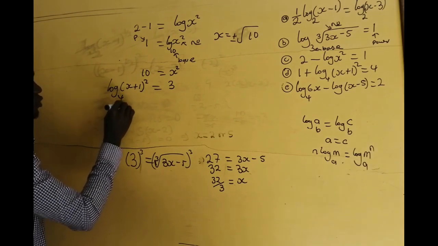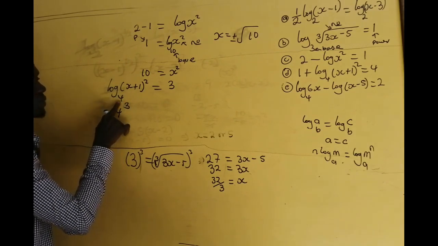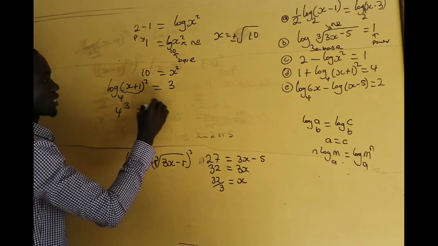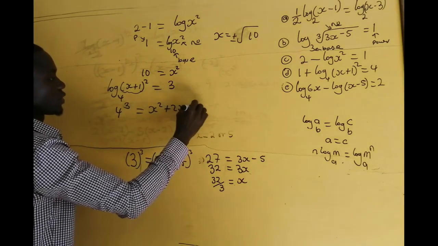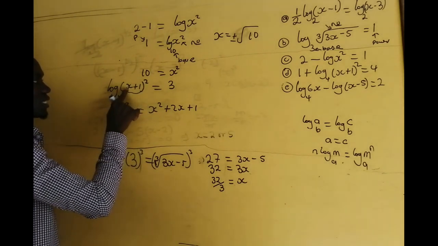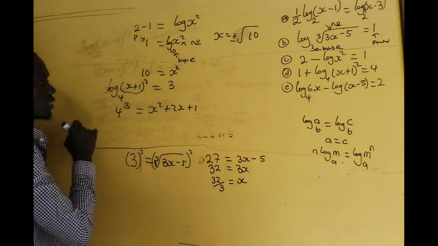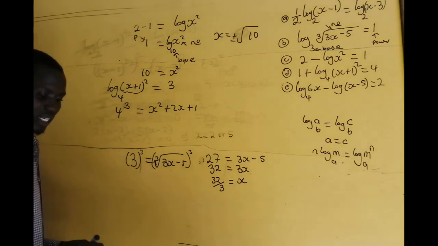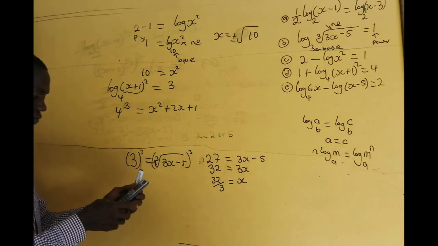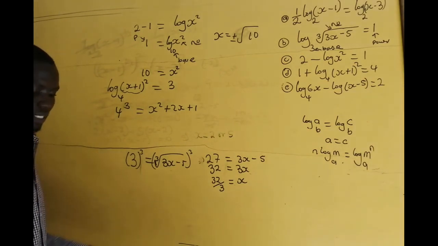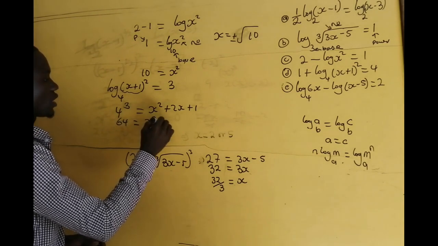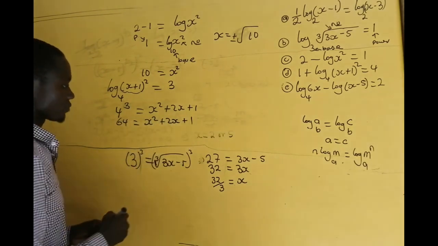We have 4 to the power 3, that the base must be raised to the power to give us the number. It's equal to x squared plus 2x plus 1. x squared, 2 times x times 1, then you square this 1. So 4 to the power 3 is 64, right? Let's check with the calculator. 4 exponent 3 is 64. So here we have 64 equal to x squared plus 2x plus 1.